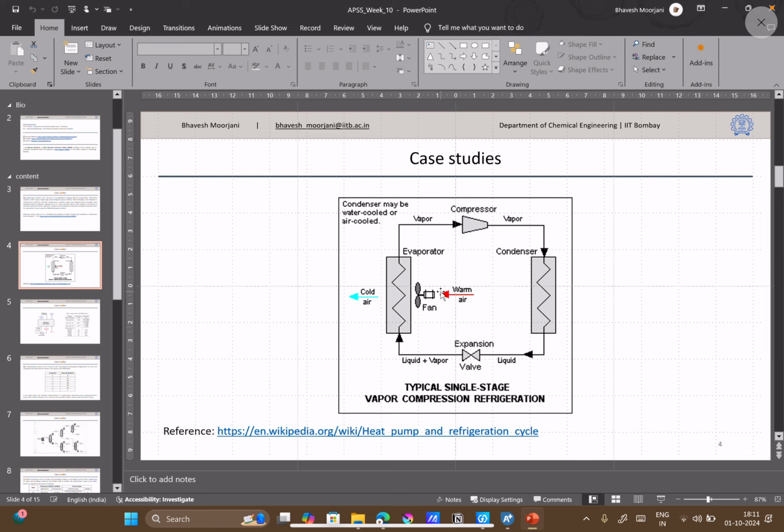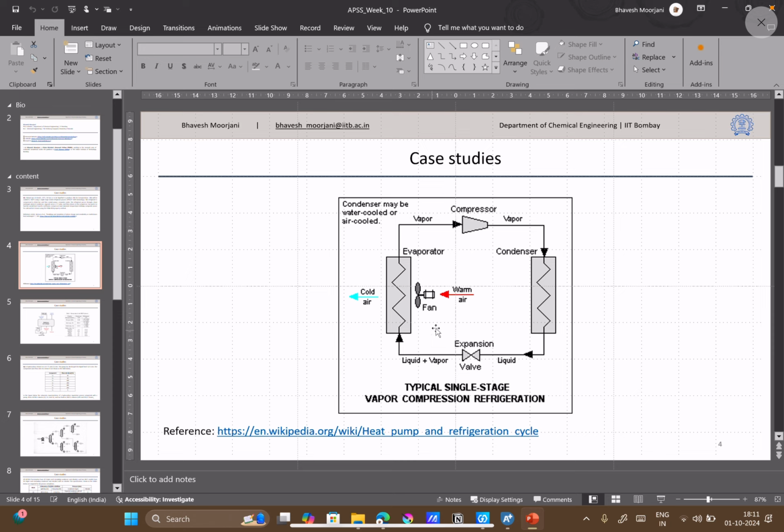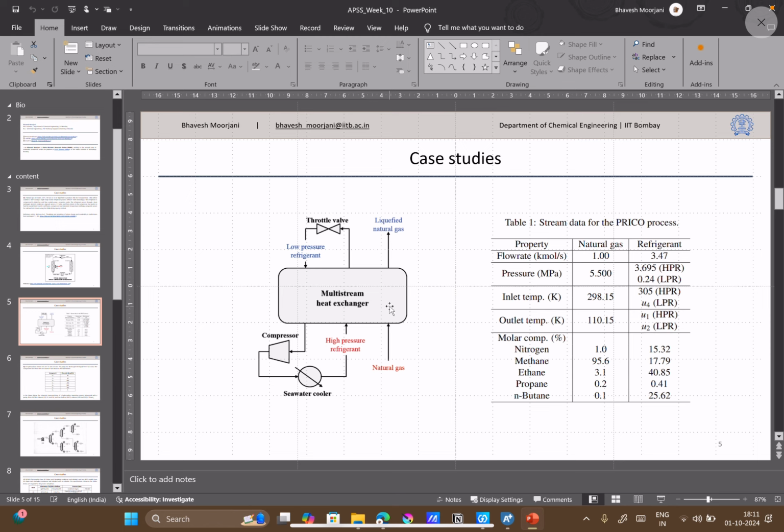Now, how is this cycle useful in our case? So we have a natural gas. If we compare this, instead of cooling warm air to cold air, we have a natural gas which comes into this multi-stream heat exchanger, which is at high temperature, and that is liquefied in this multi-stream heat exchanger.